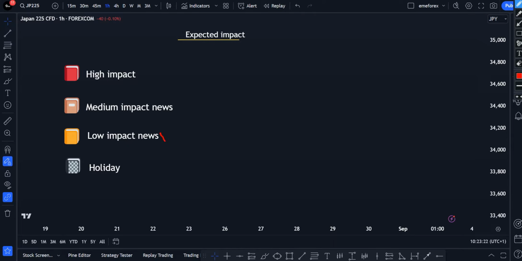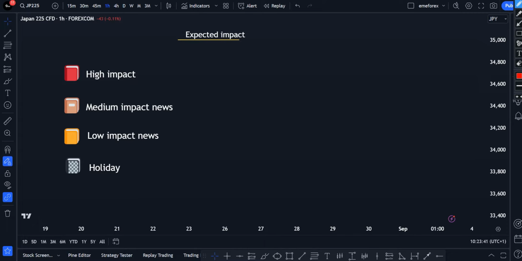Now, next up we have is the low impact news. Now, this is like your regular kind of news in the forex space, and they don't really do much. They don't really have any significance in the market, and of course, this is not where we want to pay attention to. Then next up is the gray folder.